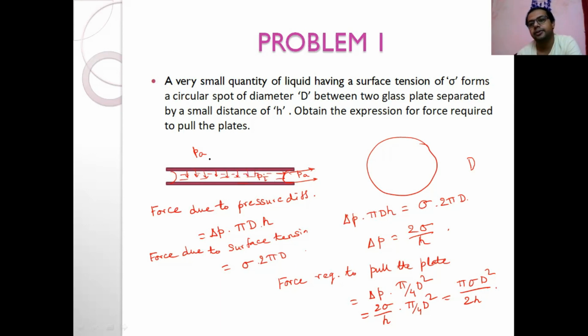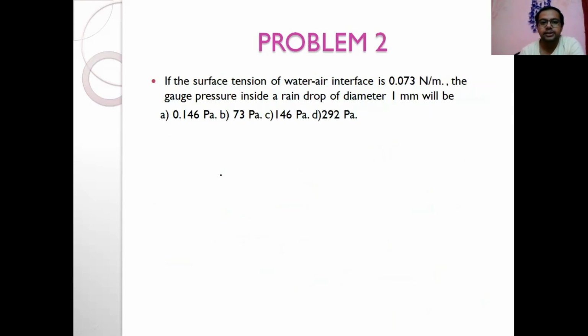So you have to overcome this force. Pressure is acting throughout there. Next question is, if the surface tension of the water-air interface is given, the sigma value is already given to you, 0.073 Newton per meter.